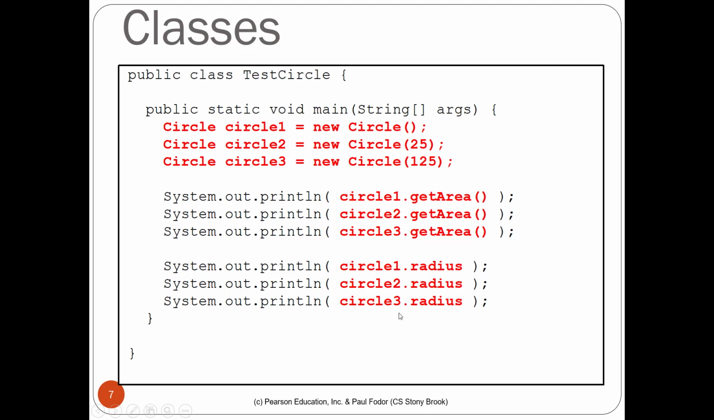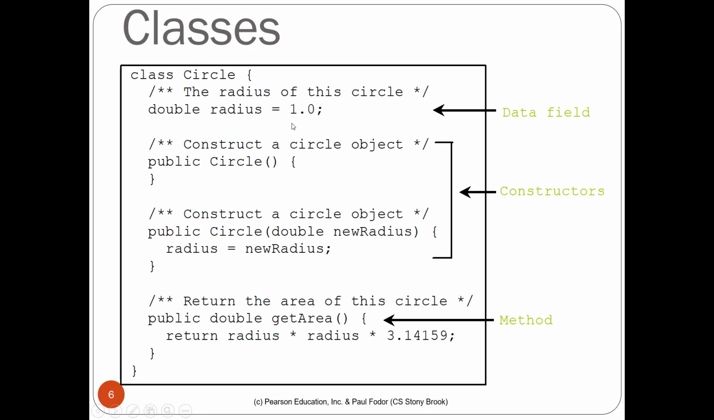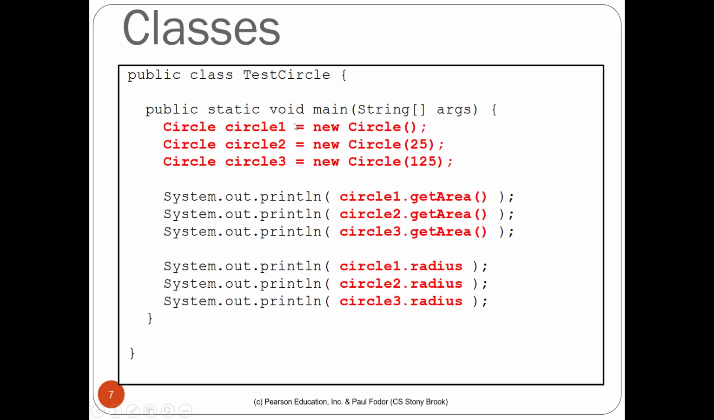But radius is something which is defined for circle 1, circle 2 and circle 3 objects. Why? Because they are instances of the Circle class. Their template has been fixed by the Circle class, and in the Circle class we do have a data member with the name radius. So if you have to print the value of the radius for these three objects, you should use these objects, then a period and then radius. So this will print out 1. Circle 2 dot radius will print out 25 because circle 2 has the radius 25, and similarly when you print circle 3 dot radius you'll get 125.